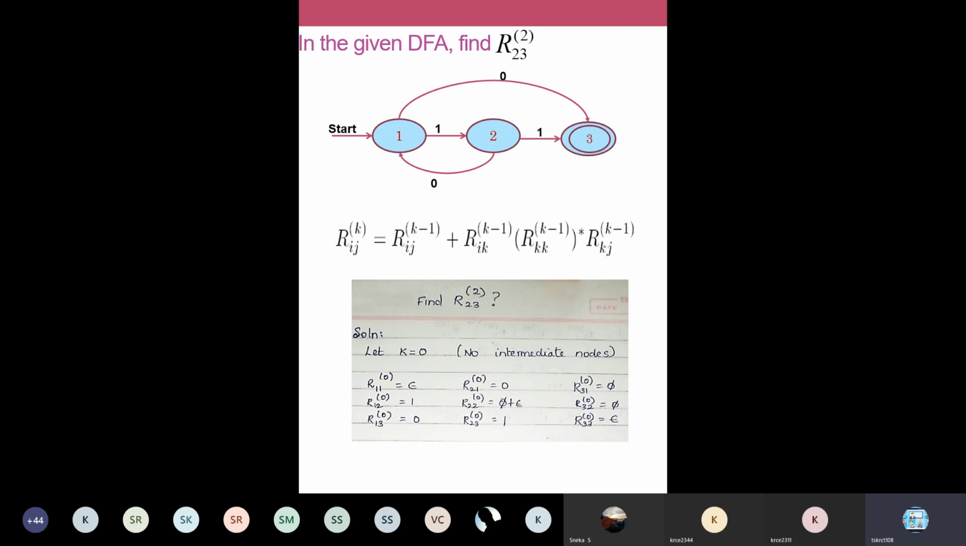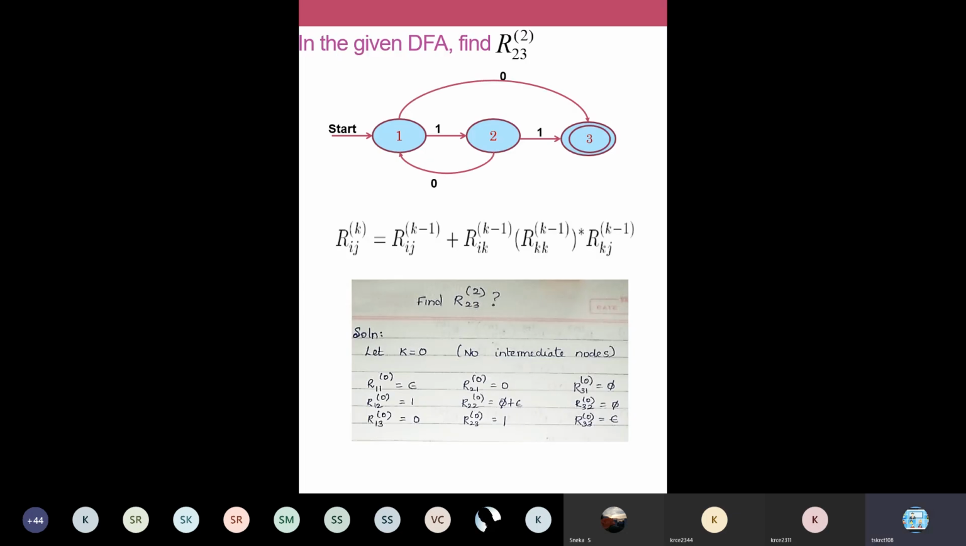And then R12 of 0. So from state 1 to state 2, if there is any edge, you just check it out. From state 1 to 2, you have 1. So write it here. R12 of 0 is 1. And R13 of 0 is from state 1 to state 3, there is an edge labeled as 0. So write it here. R13 of 0 is 0. And R21 of 0. R21 is from state 2 to 1, you are having an edge labeled as 0. Okay. So that you write here, R21 is 0.